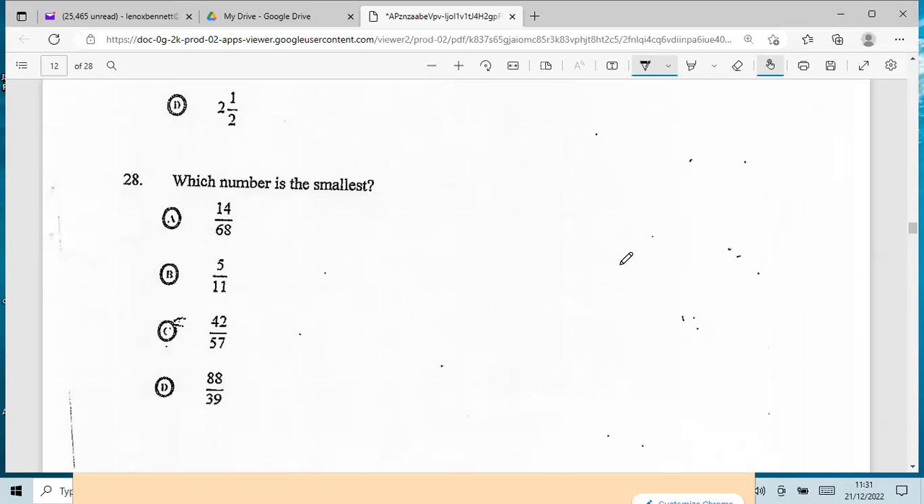All right, let's look at 28. Which number is the smallest? Is it 14 over 68, 5 over 11, 42 over 57, or 88 over 39? This is actually a tough question. No, it's not. It's not tough. It's rather easy, guys. You just have to look carefully. All right, let's go.